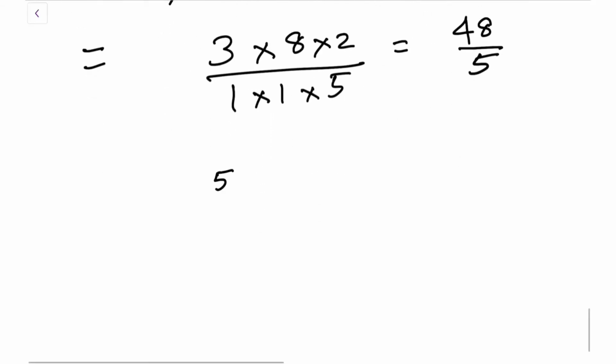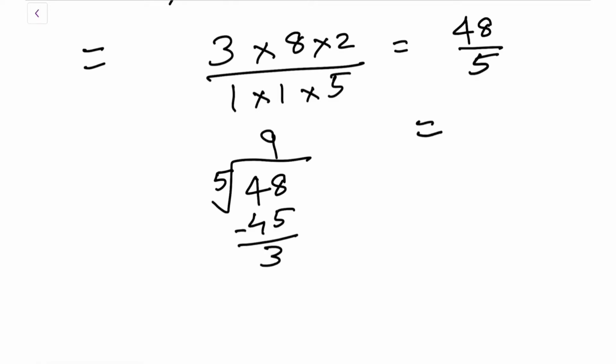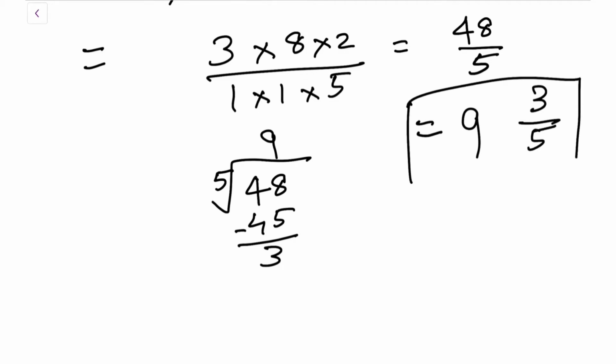And if you do the division, 5 into 48, 5 9s are 45, remainder 3. So this is 9 3 by 5, which is your simplest form, and that's the answer.